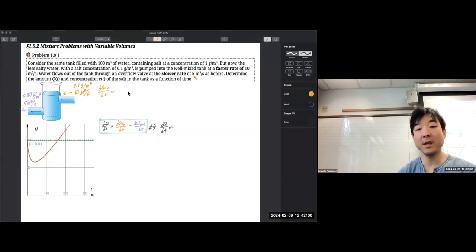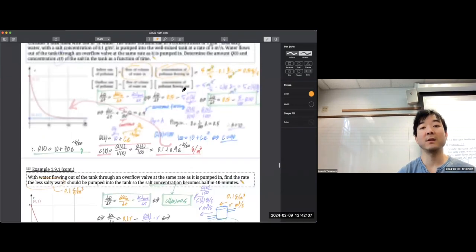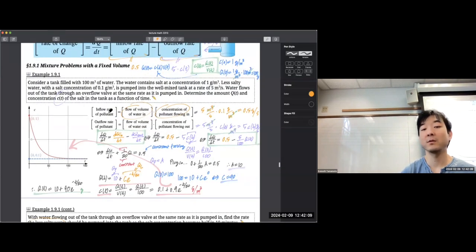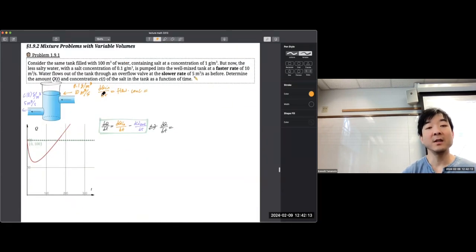It's going to be your flow times the concentration. This is like these two little expressions here. So to get the dQ in over dt, which is the grams per second, you'll have to do the flow rate, which is 10 meters cubed per second, times the concentration, which is 0.1 grams per meter cubed. Of course, the meters cubed cancel.